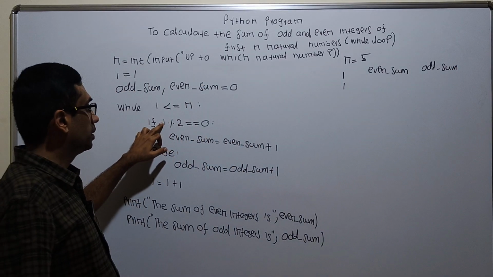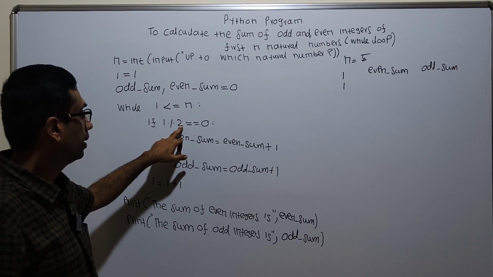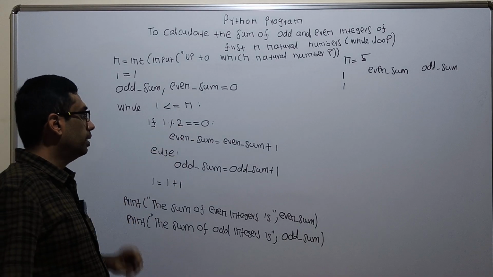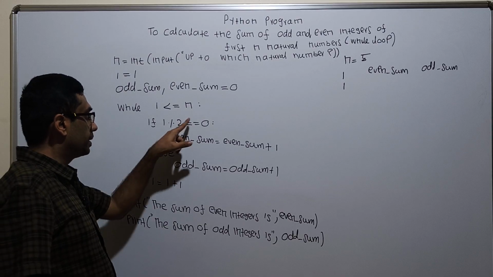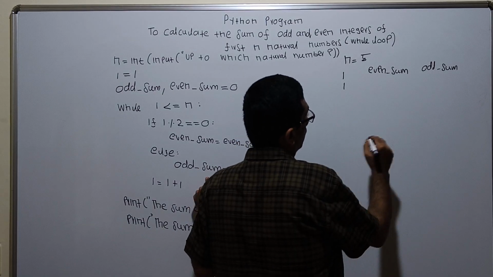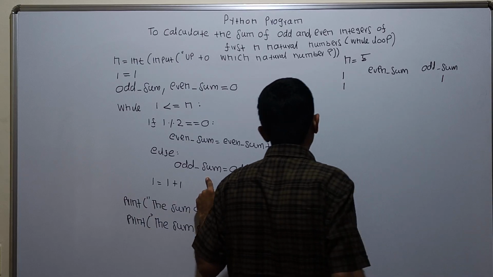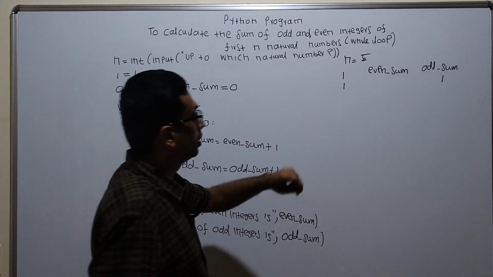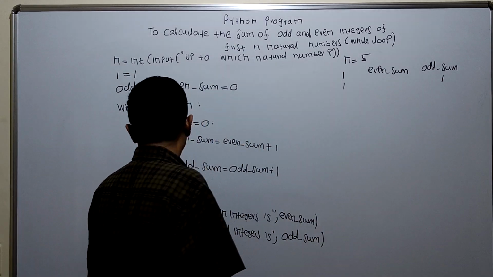So initially 1 modulo 2 will return 1 only, because 1 is lesser than 2. So this is not true, it will add it in the odd sum. So when I is 1, it is added in the odd sum. The existing value of odd sum is 0. 0 plus 1 equal to 1. Next, I will take I equal to I plus 1.